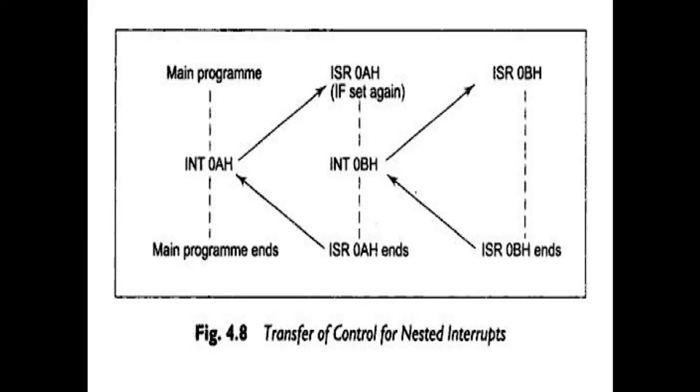At the end of ISR 0BH, we come back to ISR 0AH, to the next instruction after this INT 0BH. After completing ISR 0AH, we come back to the main program, to the next instruction after INT 0AH, and we can continue the main program execution. So this is the transfer of control for nested interrupts. That means when we are executing one interrupt service routine, inside that procedure we have another interrupt request.